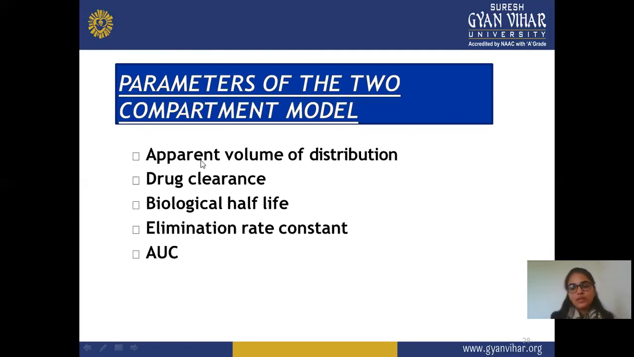Next is biological half-life, means how much biological time is required for that particular drug. Next is the elimination rate constant, means clearance or elimination of a drug from your body. This is also determined. And AUC is the area under the curve. These values we have to determine in the compartmental model. To check all these parameters in the compartmental model: apparent volume of distribution, this total volume of distribution in each compartment, as well as drug clearance, biological half-life, elimination rate constant, and AUC.